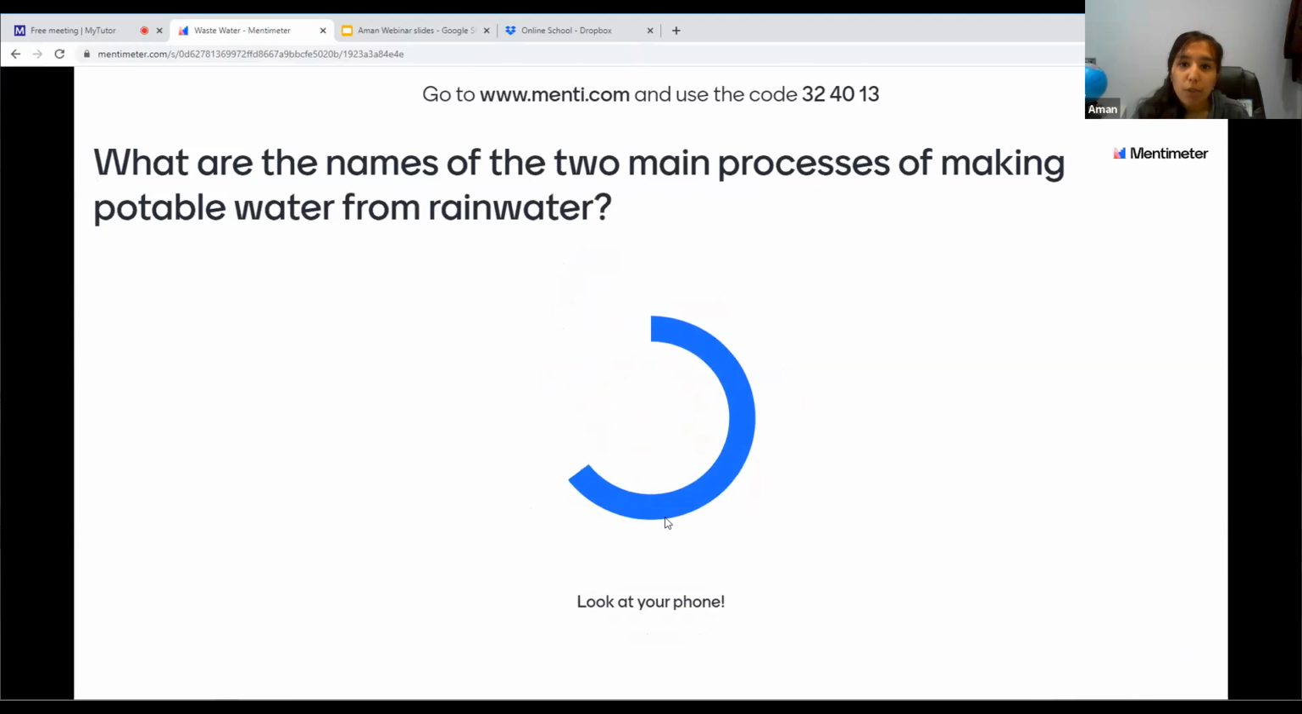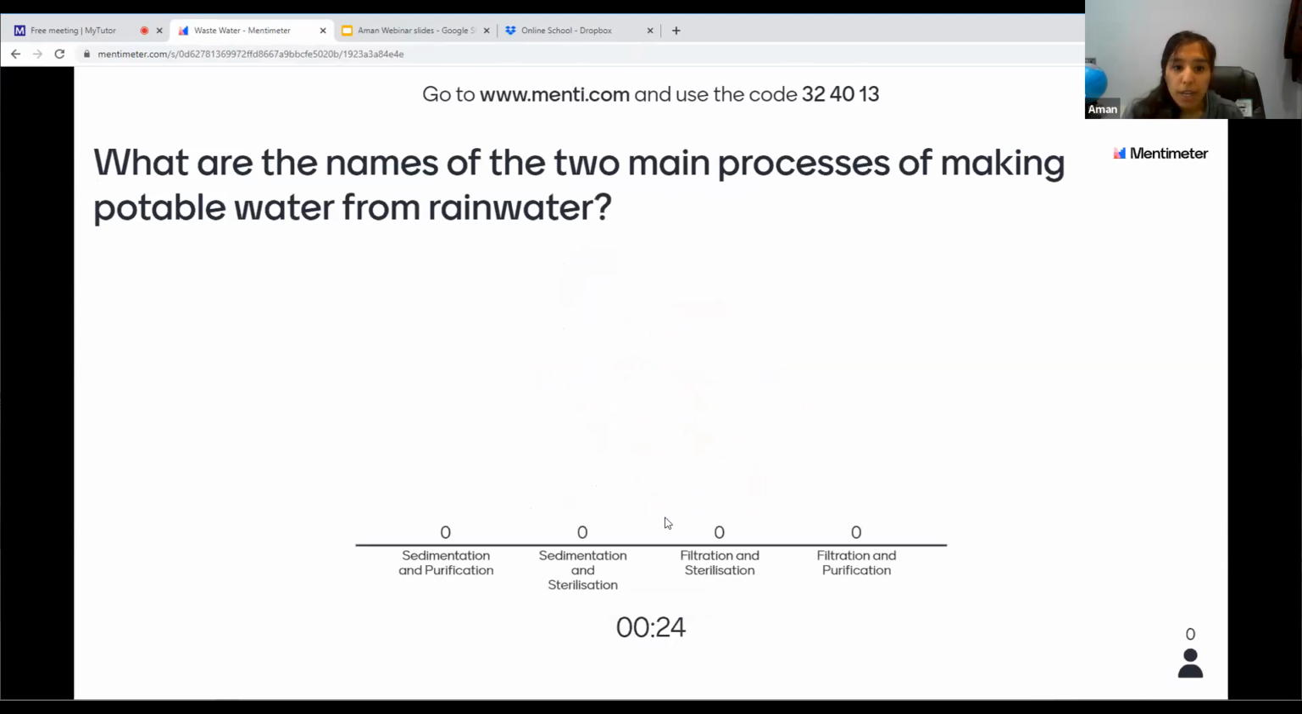So what are the names of the two main processes of making potable water from rainwater? Is it sedimentation and purification, sedimentation and sterilization, filtration and sterilization, or filtration and purification? You may remember we went through the process of getting pure water or drinking water, so potable water from rainwater, and there were two main processes involved. So that's what this question's asking for.